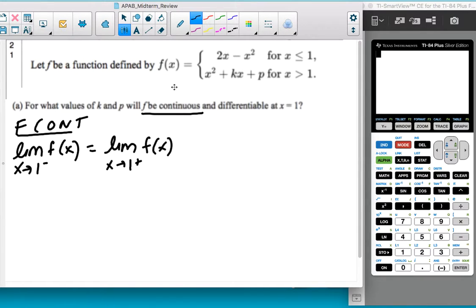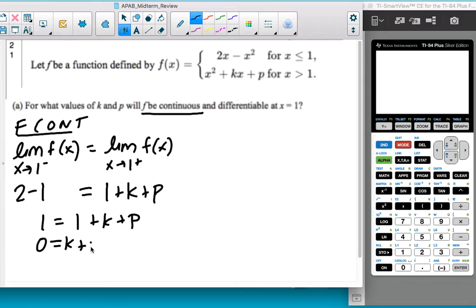On the left-hand side, that's going to mean that I plug in a 1 and get 2 minus 1. On the right-hand side, I'm going to get 1 plus k plus p. So I end up with an equation that is 1 equals 1 plus k plus p. So essentially, I can clean it up a little and get just that 0 is k plus p, and then we'll go from there in a sec. So I'm going to need this equation.